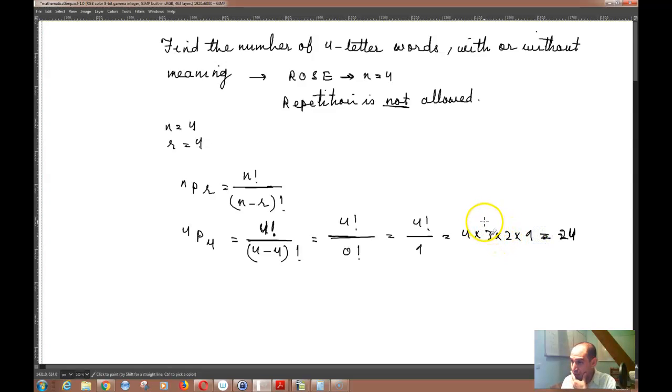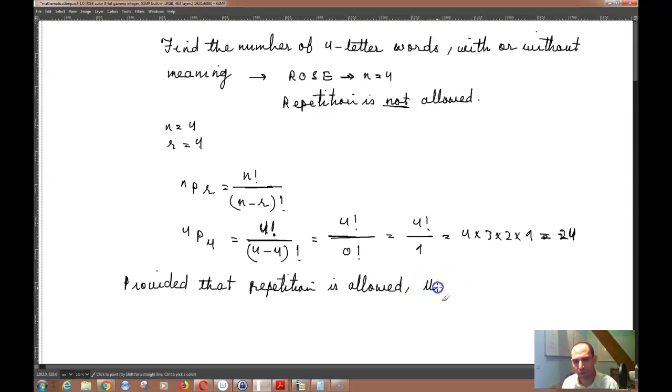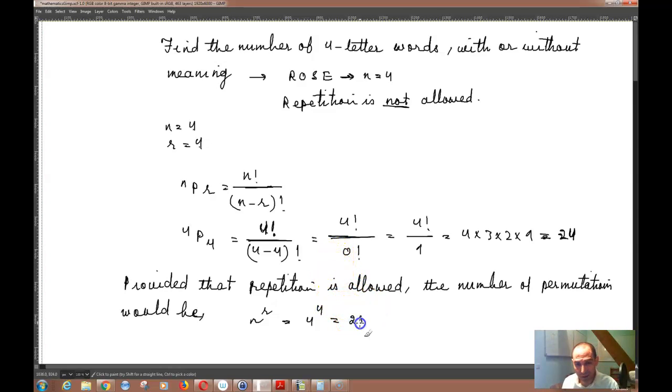And if the repetition is allowed, the required number of words would be, of course, provided that repetition is allowed, the number of permutations would of course be basically n raised to the power r, which would be basically 4 raised to the power 4, which is equal to 256.